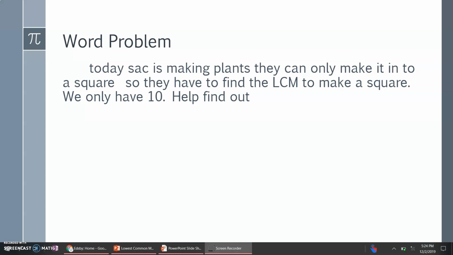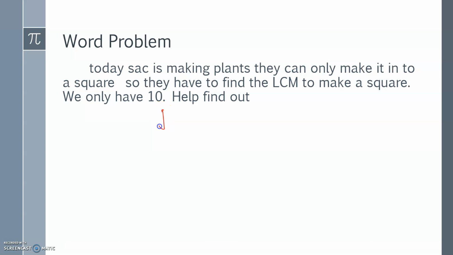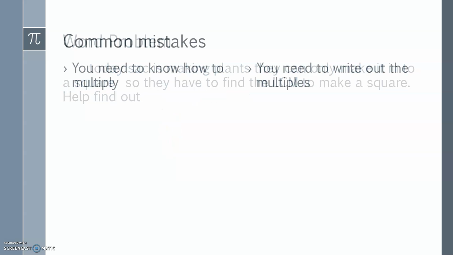So now we have a word problem. Today Sak is making plants. They can only make it into a square. So they only have to find the lowest common multiple to make a square. They only have 10, which is what we'll work with. So help find out the number. We'll do 10, and we'll split that in half, which is 5. And there, you have your lowest common multiple.